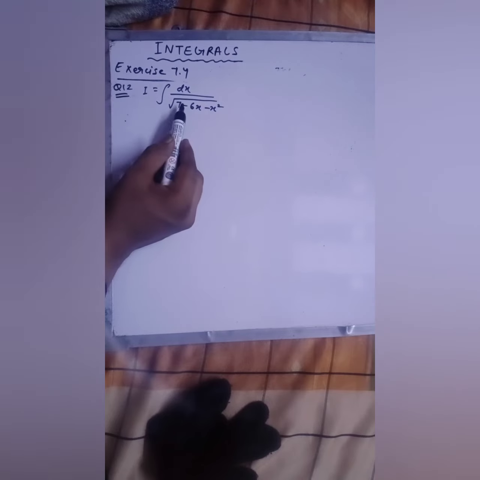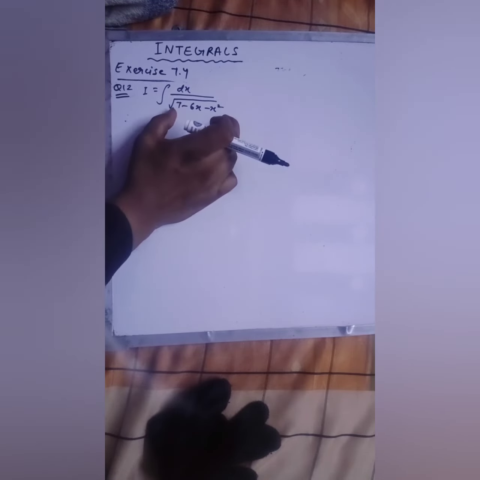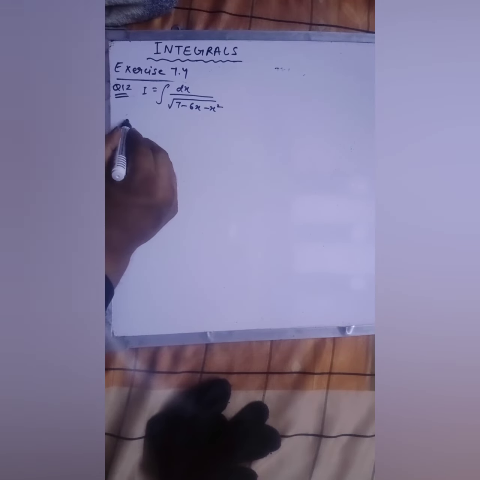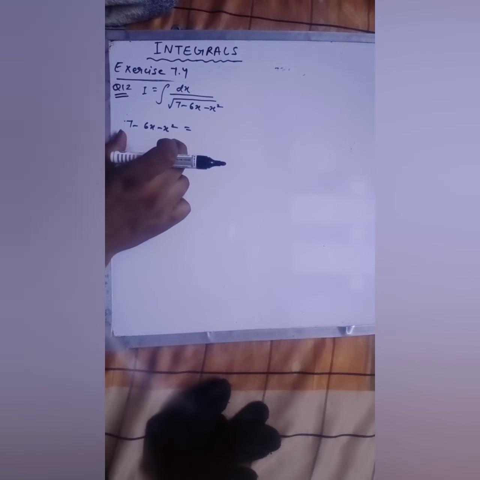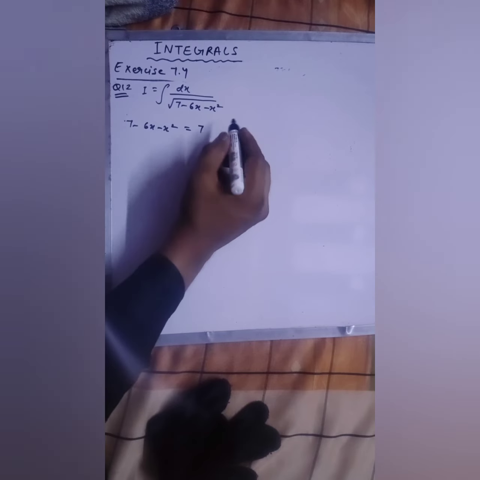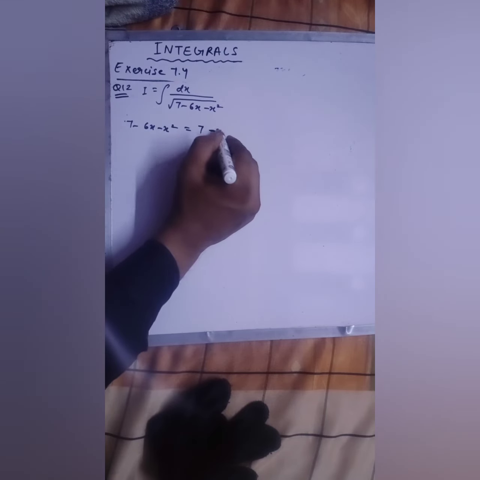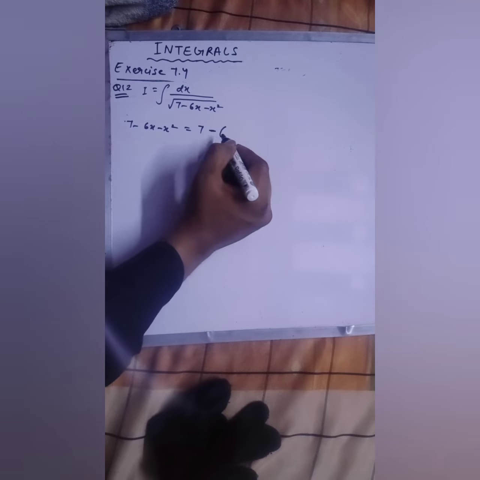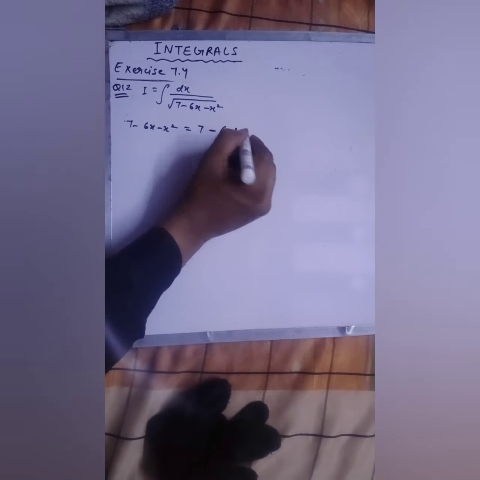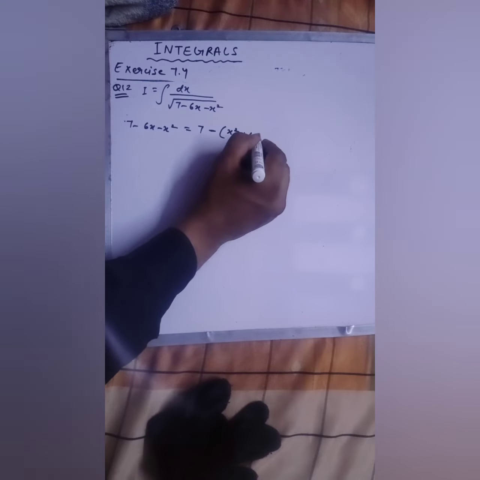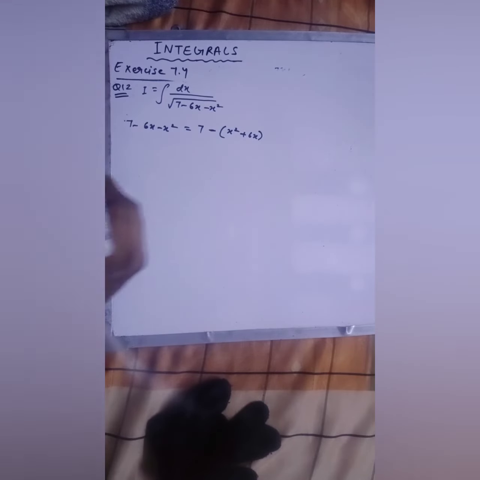Now see children, this is your question number 12 of the same exercise. So again in the denominator part, that is 7 minus 6x, again you have to do the completing square method. Okay, first of all what we have to do, this 7 will remain outside, this is minus, so I'm taking minus as common. Now if you take minus as common, in place of this you can write x square plus 6x and bracket close.